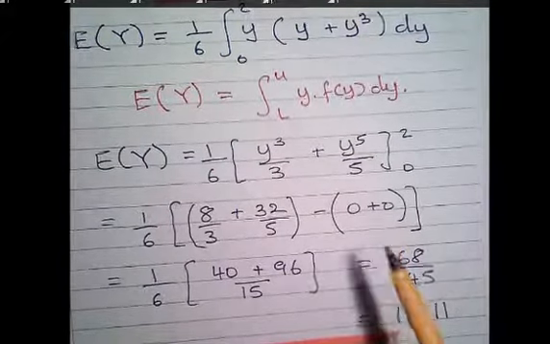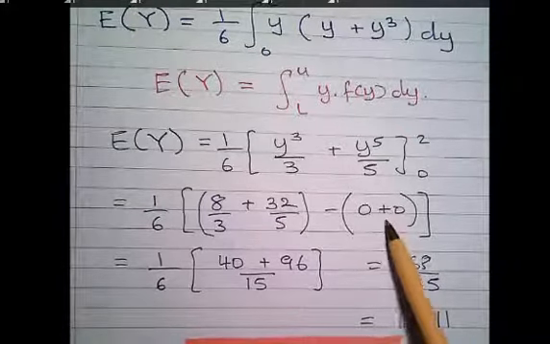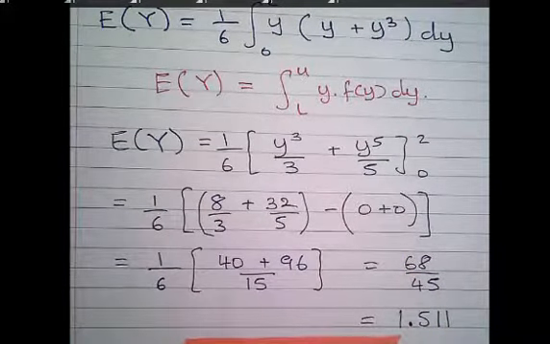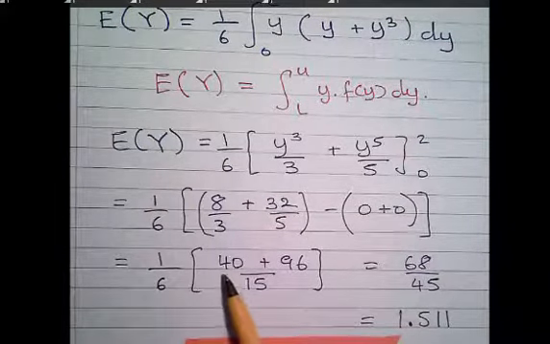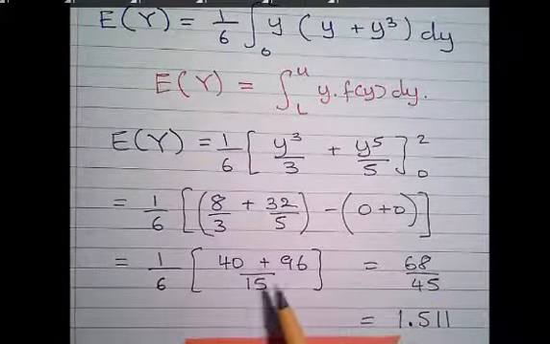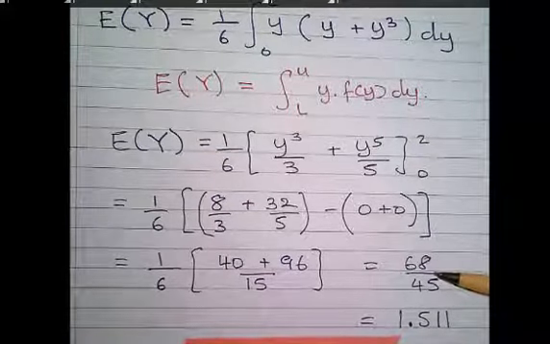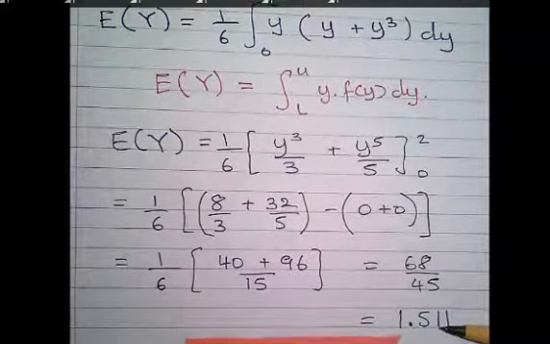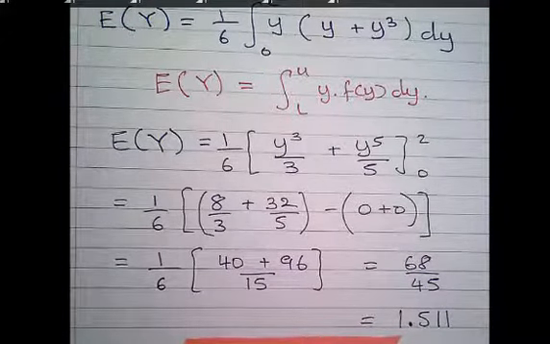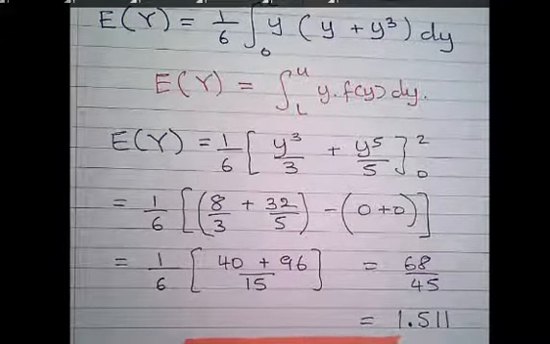Always check that, okay, times 1/6. So essentially what we have here is 1 over 6 times 40 plus 96 over 15, which you can evaluate as 68 over 45, or just go the whole hog and call it 1.511. Okay, so that's the first part done.